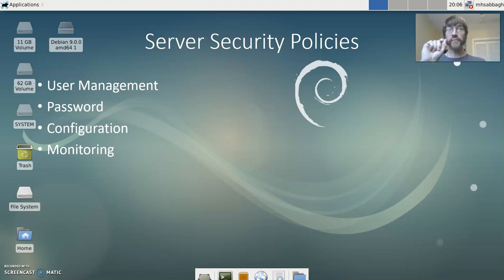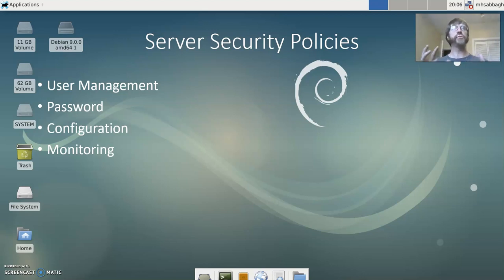Now there's kind of a balance to be struck here, and this is more of a policy thing than an implementation thing. If you make your passwords too easy, people will break into them. If you make your passwords too hard, people will write them down, and that'll make it easy for someone else to break in. So there's a happy medium there that you have to find.